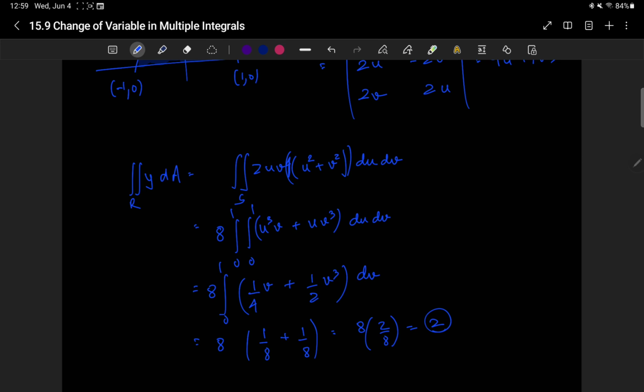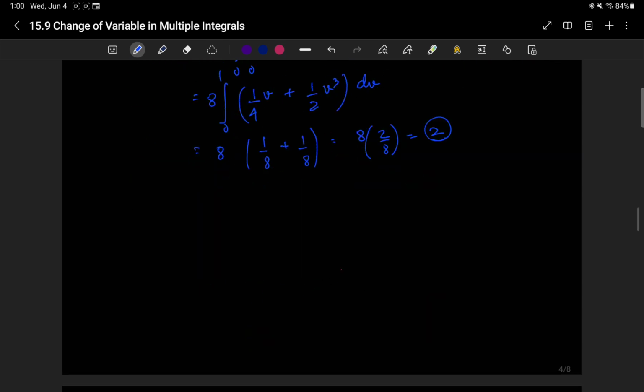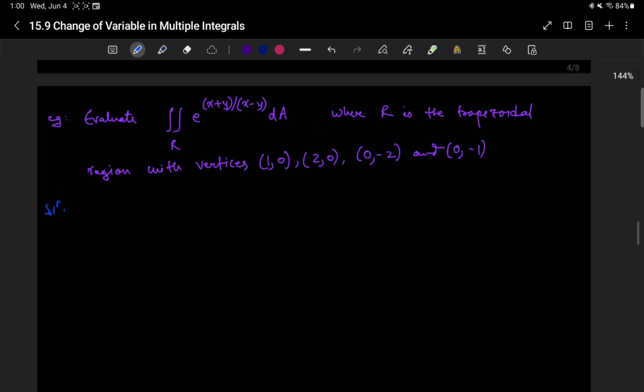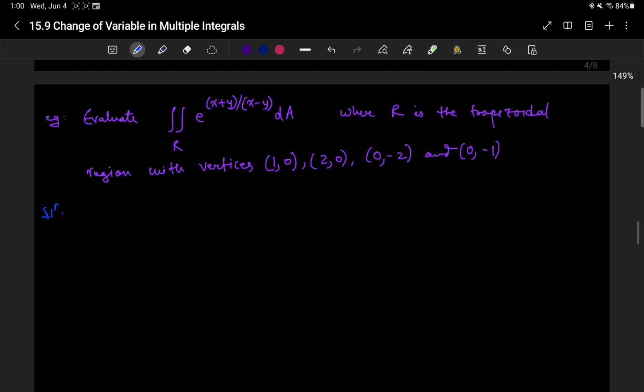So this is easy because the substitution is given to you. Where this process comes in handy is when you're not given the substitution, which is the next example. So suppose you're asked to evaluate this double integral of e raised to x plus y over x minus y dA, and R is given to be this trapezoidal region with vertices 1, 0, 2, 0, 0, negative 2, and 0, negative 1. So now is where you get to use the power of general substitution.